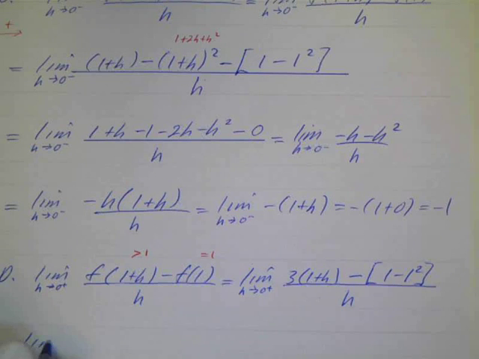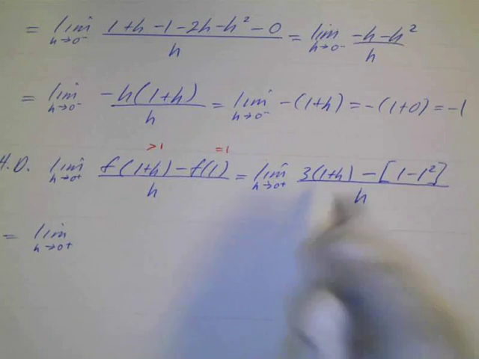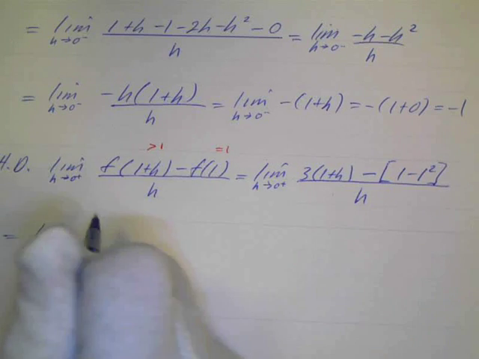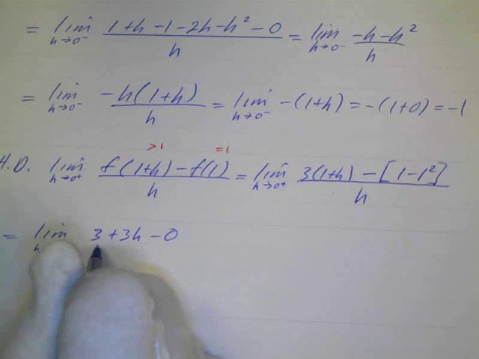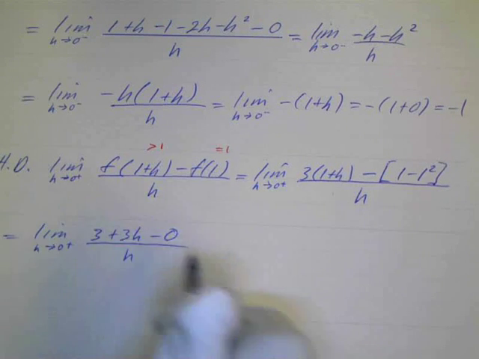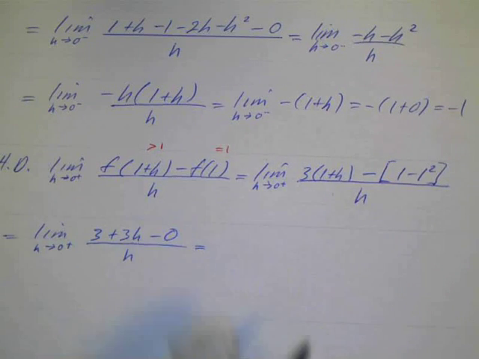So that's going to equal the limit as h approaches 0 from the positive direction, and this is just going to be 3 plus 3h minus 0, all over h. This is a little bit easier to work out. Now 0 just goes away. So I've got 3, but I can't factor out an h, so I've got a bit of a dilemma here. So what I'll do is break this up. Because normally we could factor out an h and get some kind of simplification.